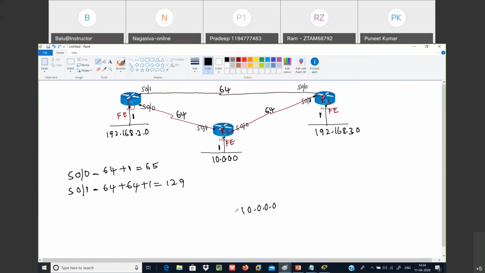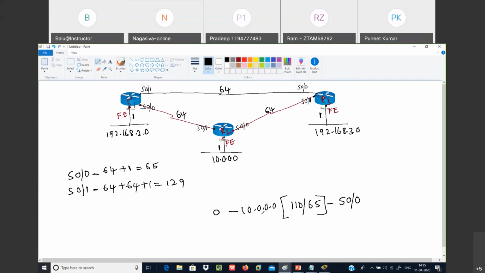The 10.0.0.0 network is being updated by which routing protocol? OSPF. And in brackets, the AD value of OSPF is what? 110. Out of the two metrics, which is the best metric value? 65 is the best metric. So the traffic is going via which interface, guys? Serial 0/0.